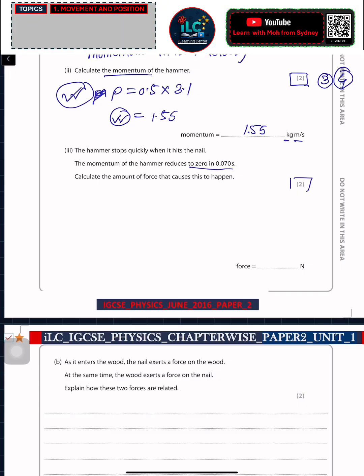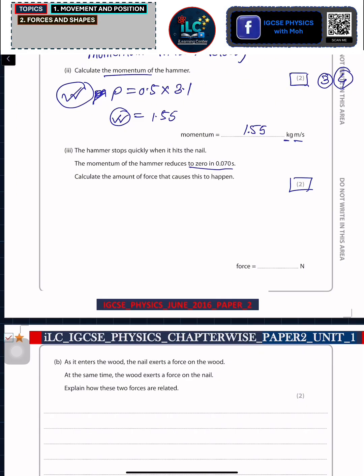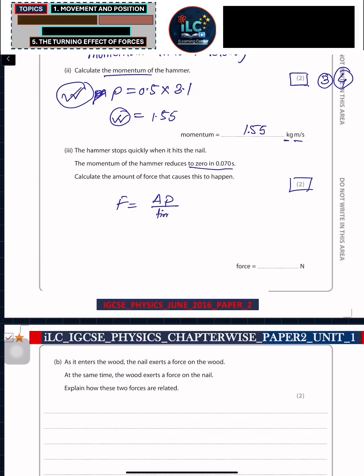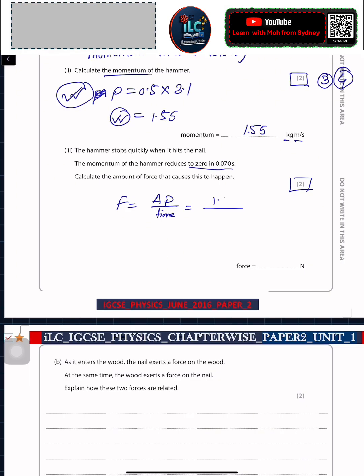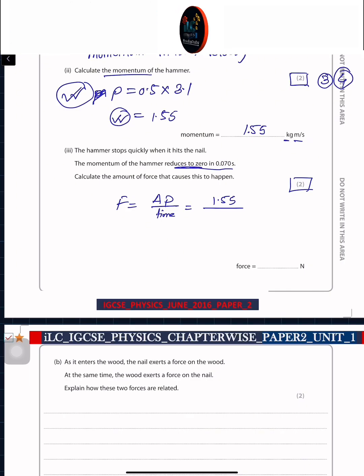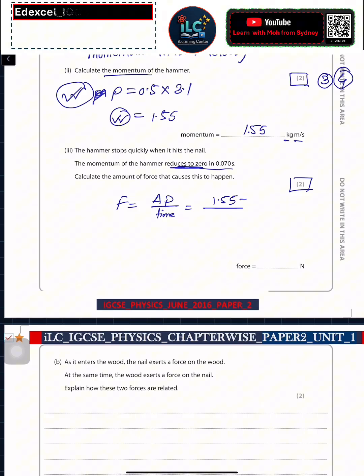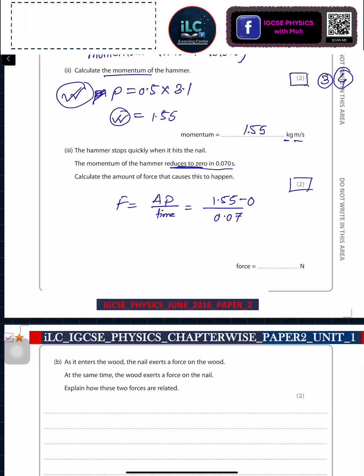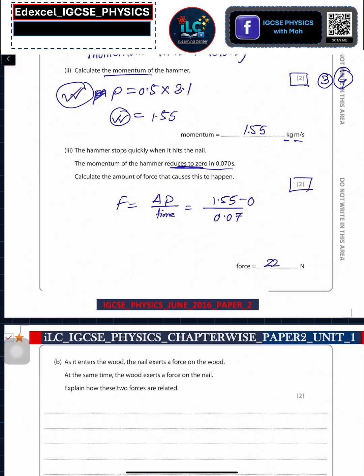Again, here 2 marks. That means you need to just write a straightforward formula and you will get the answer from there. So we just discussed this in the previous question, that force is equal to change in momentum divided by time. What is our change in momentum? 1.55, and it reduces to 0. So negative 0. Divided by what time? 0.07. So good enough. Again, we have the proper units. We will just say that, okay, it's 22 Newton.